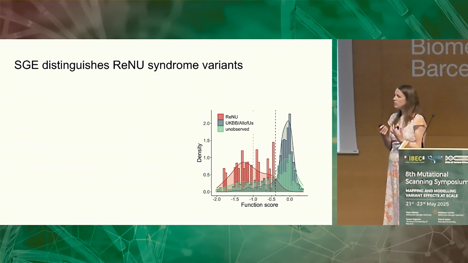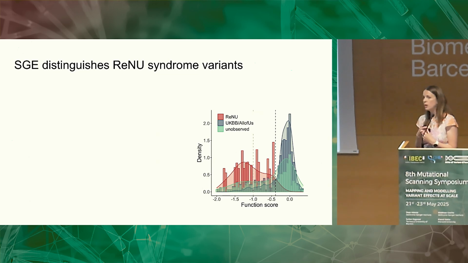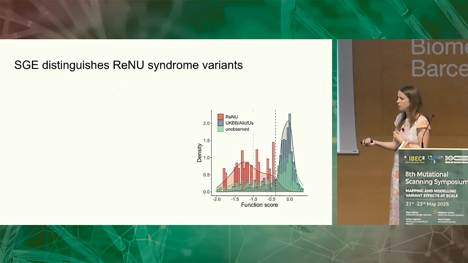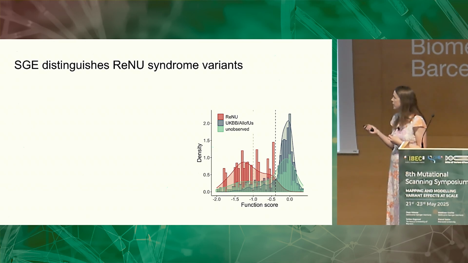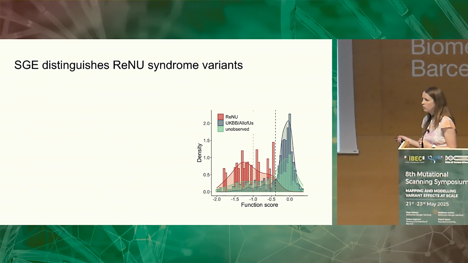So here what we're using is the variants that we know are pathogenic, the ones in red found in Renew syndrome, and we're comparing to variants that are found in the population. We can see that the ones in red all fall below this dotted line, whereas the ones in the general population, in UK Biobank or All of Us, the vast majority are above this dotted line. And the ones that we don't observe in either, similar to the VUSs, most of them are above the line with quite a few below.